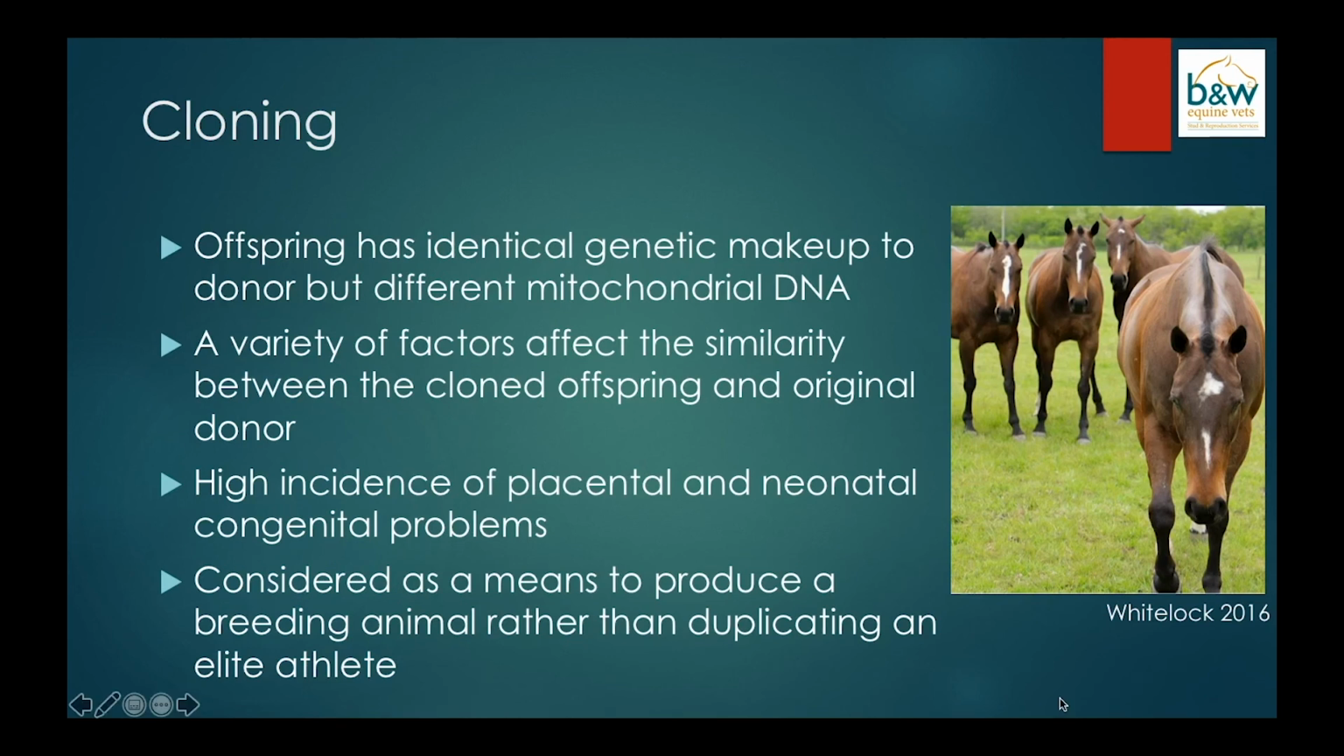So the offspring of cloned animals have identical genetic makeup to the donor, but they do have different mitochondrial DNA, and there are a variety of factors that affect the similarity between the offspring and the original donor, including this mitochondrial DNA. And so things like markings, so this is a bunch of clones here, and they don't all have the same markings. Also athletic potential, things like that are affected by many things, and they won't be identical to the donor. There is also a high incidence of placental and neonatal congenital problems in cloned animals, and there's a lot still to be understood. So cloning does have its place, but definitely is to be considered more a means of producing a breeding animal rather than duplicating an athlete.